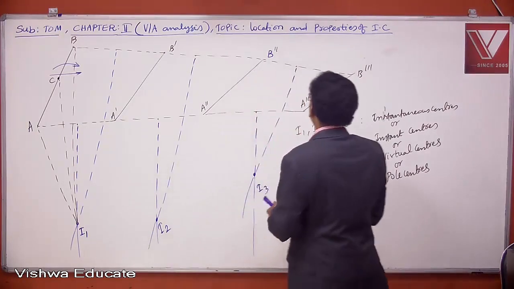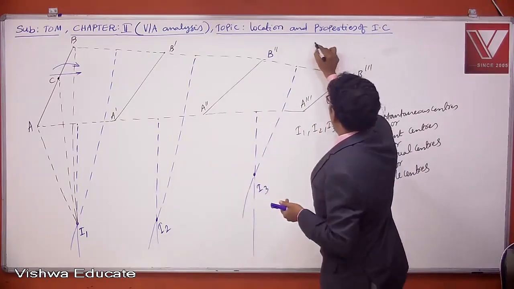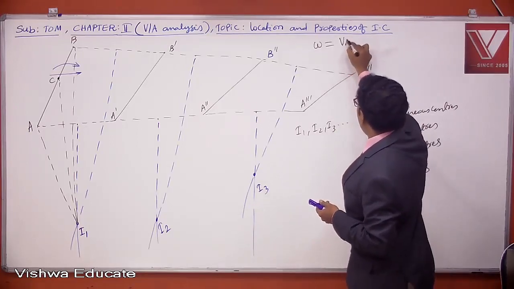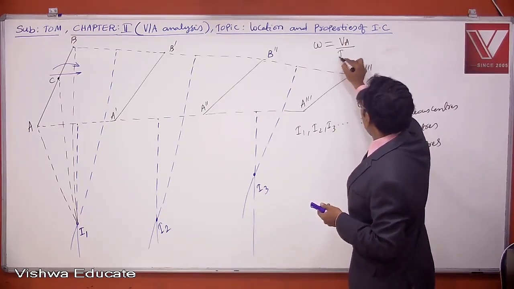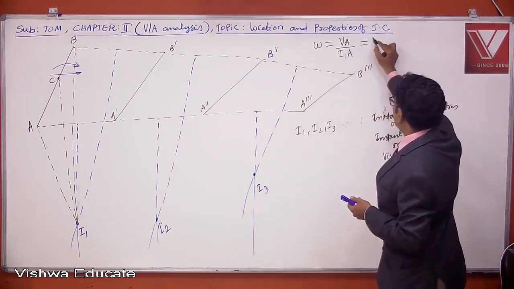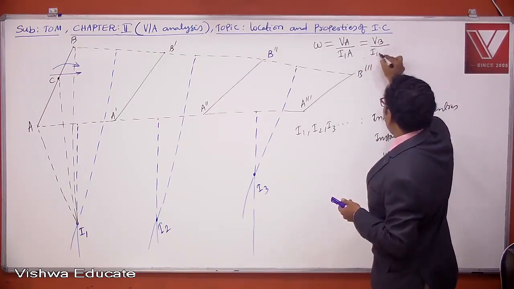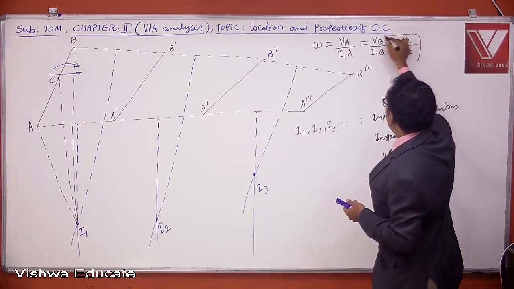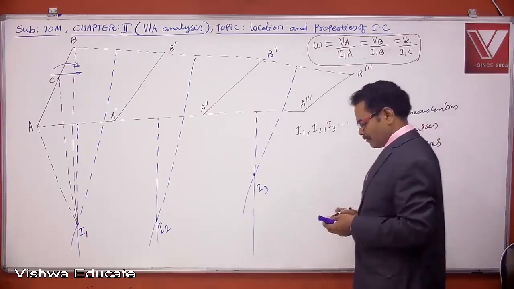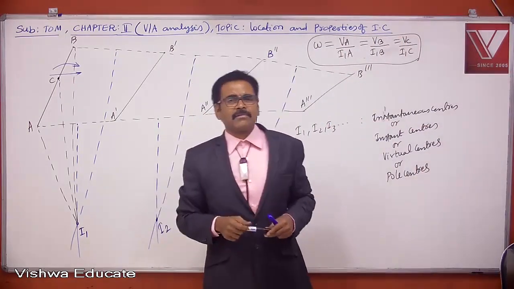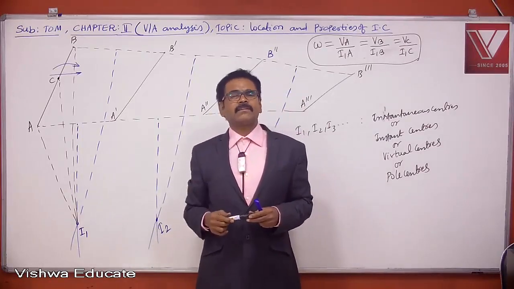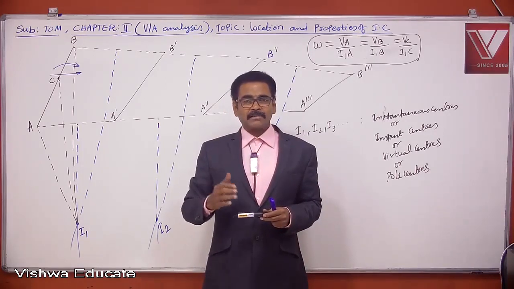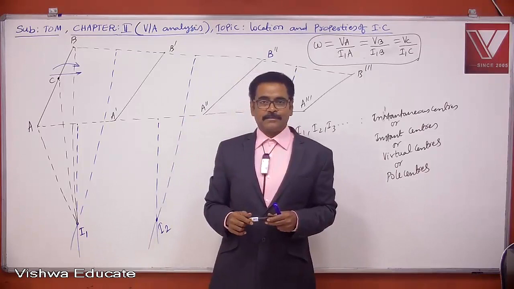So you can write like this: omega is equal to VA by I1A. This is also equal to VB by I1B. This is also equal to VC by I1C. We know tangential or linear velocity is equal to R into omega. Radius into angular velocity gives you linear velocity. Angular velocity is equal to linear velocity by radial distance.